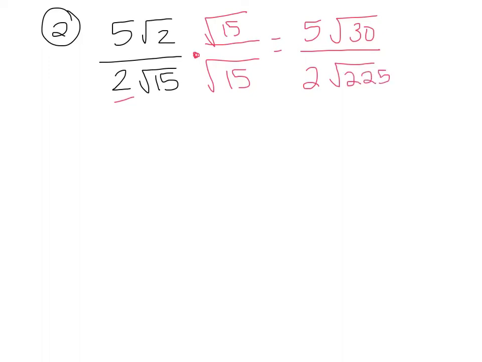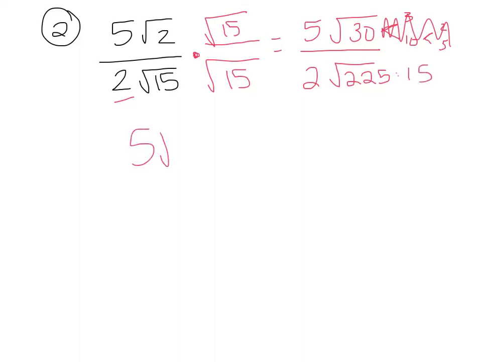Okay, and then you're going to want to simplify. So on top we're going to try to make a factor tree. I'm going to put it sideways. You have 3 and 10, 2 and 5. So no pairs, so the square root of 30 cannot be simplified. And then the square root of 225 is 15.